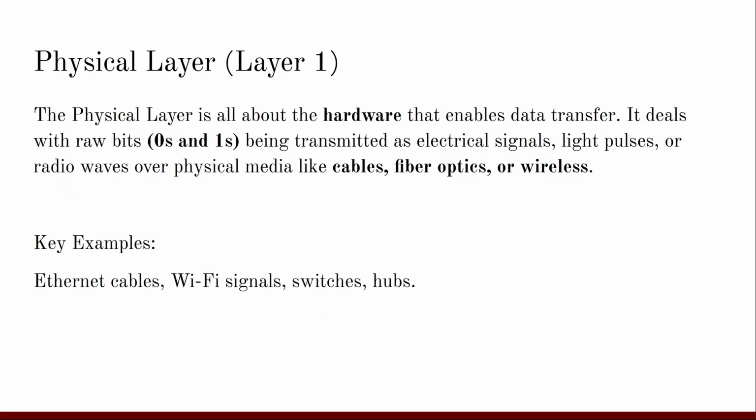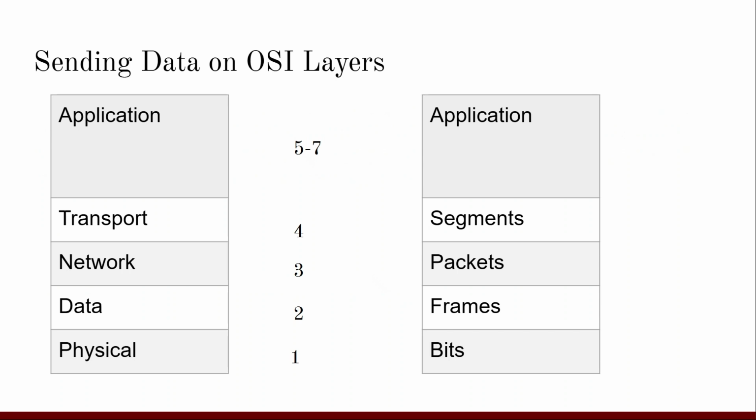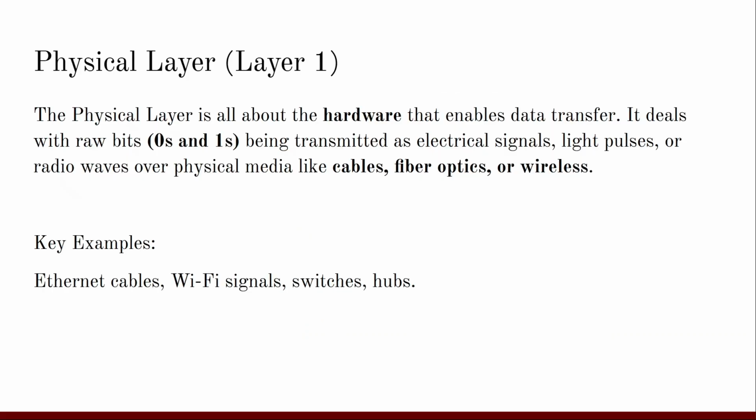All right, so now let's look at each layer one by one, and we conclude this OSI model in this lecture. The physical layer is all about your hardware that enables data transfer, and it deals with zeros and ones. Okay, we have just seen that on the first layer we have bits, in the form of zero and one. Bits mean 0 and 1, right, in binary.